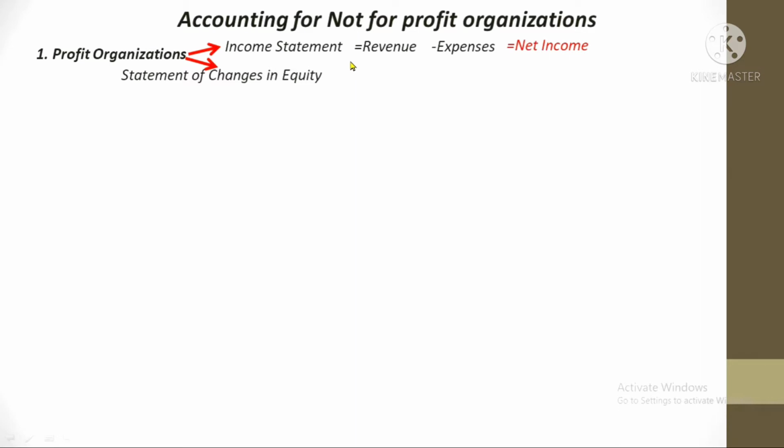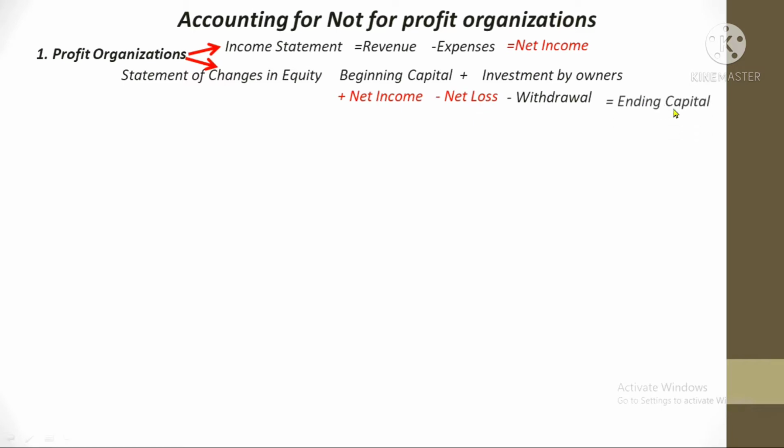Next is we have the statement of changes in equity, which starts with the beginning equity or capital balance, then add the current investment from the owners, and add also the net income, which is this one, and deduct the withdrawals by the owner and the net loss. Again, this net loss happens if the expenses are greater than the revenue and gains. And that's it. And you will get the equity ending.